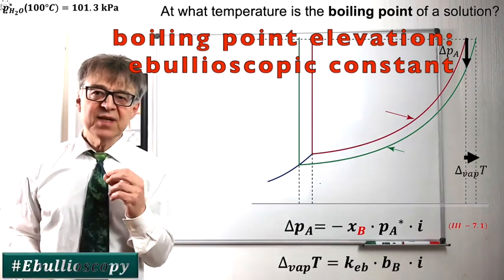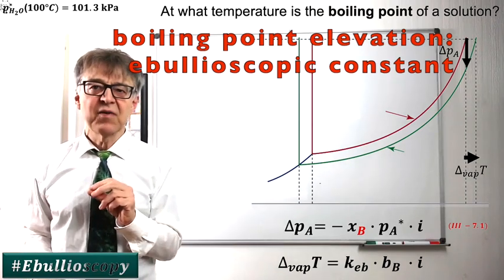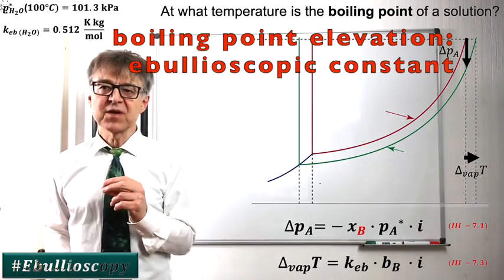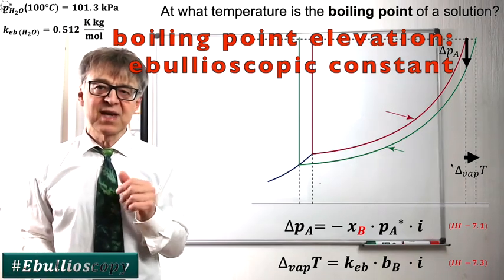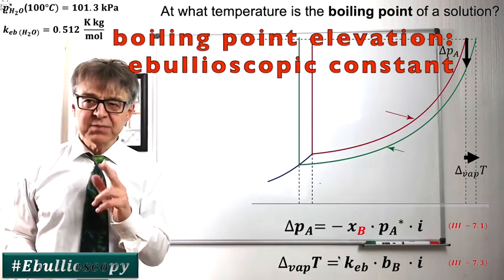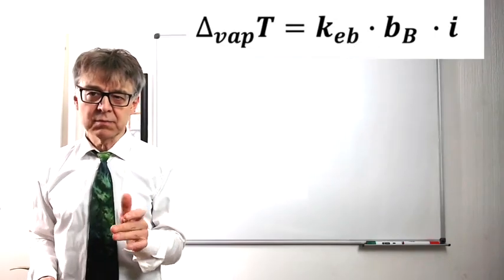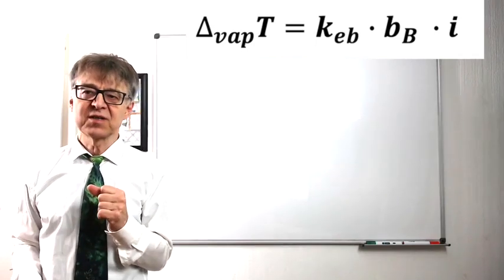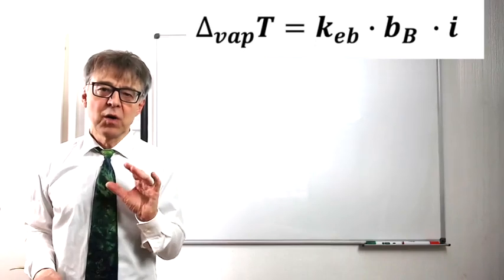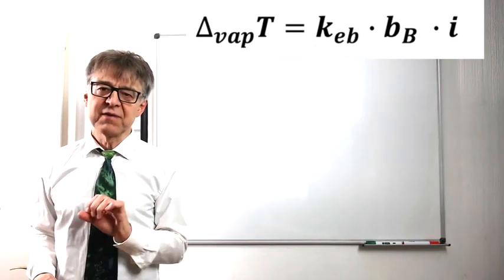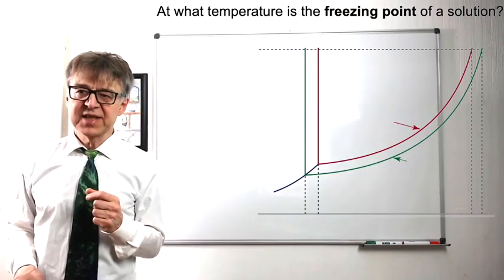K sub Eb is the ebullioscopic constant, a characteristic of every solvent. For water, this constant is approximately 0.5 kelvins kilogram per mole. This means that any solution of osmolality 1, like the sugar or salt solutions in our examples, will have a boiling point of 100.5 centigrade.